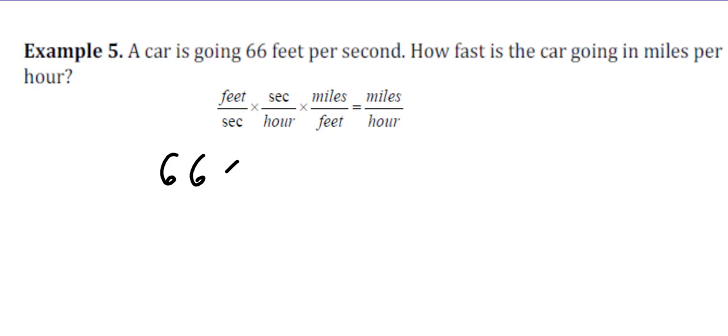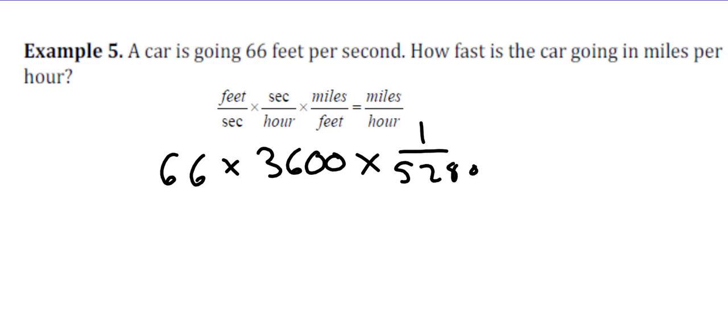And then we need to do times how many seconds are in an hour. Well, there's 60 seconds in a minute, and there's 60 minutes in an hour, so 60 times 60 is 3,600 seconds in an hour. And now we have to do how many miles are per feet. So we have 1 mile per 5,280 feet per mile. And then it equals, what we got? It would be a great time to type all this into a calculator, and it looks like we get 45 miles an hour.